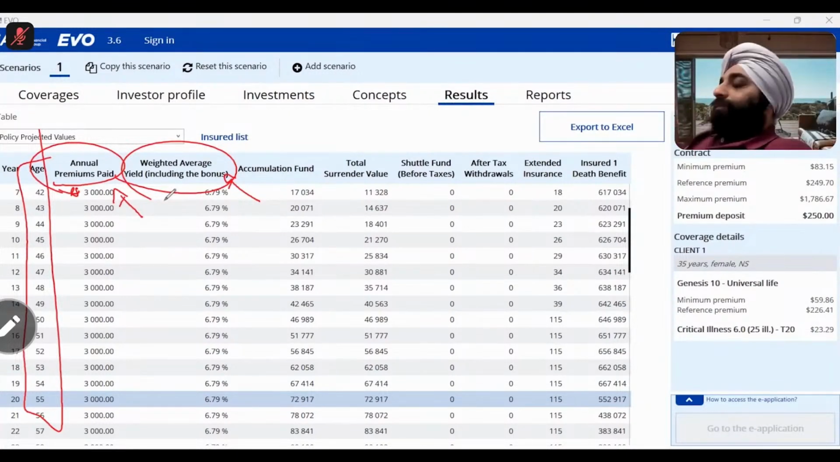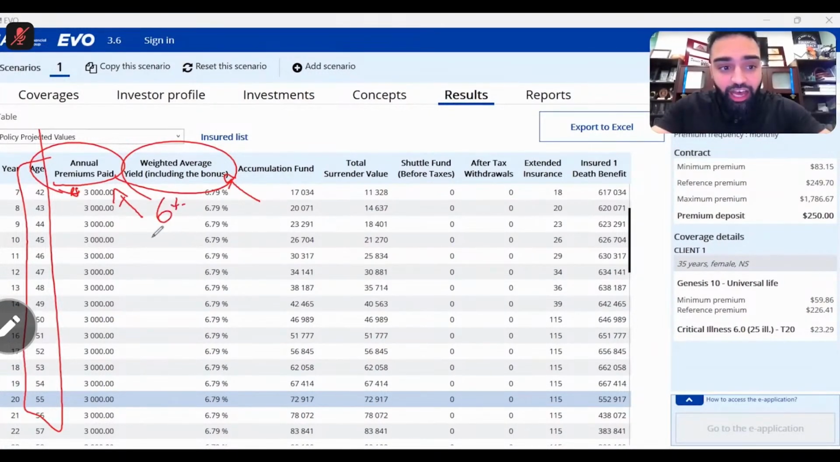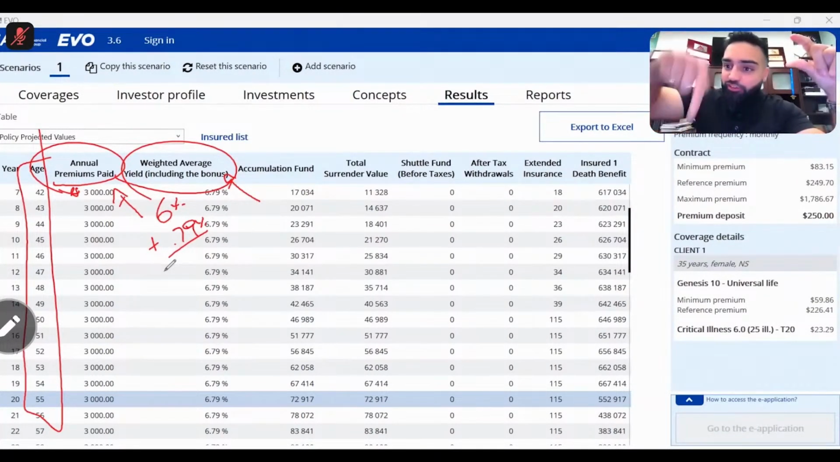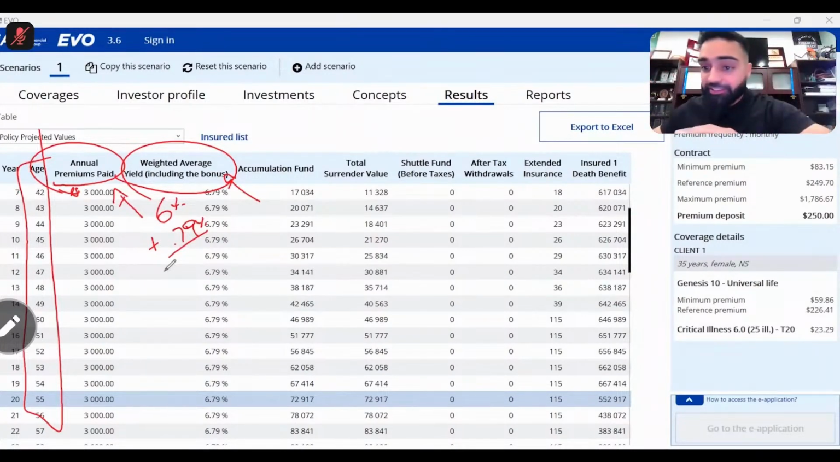Remember, we ran this at 6%. IA is adding a 0.79 bonus on top of your return. By the way, the 16% I showed you is net of fees. Fees are already cut out of that. Very important to know.